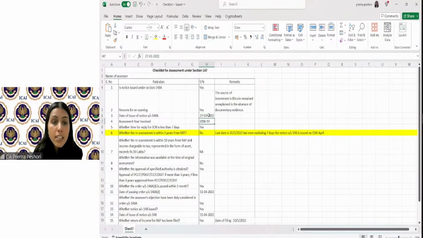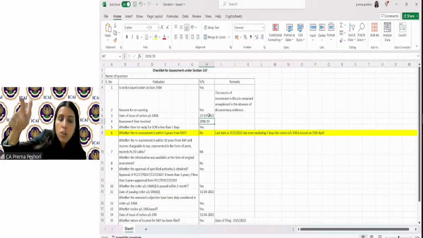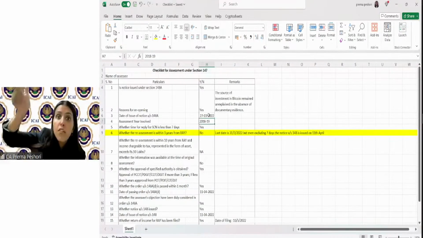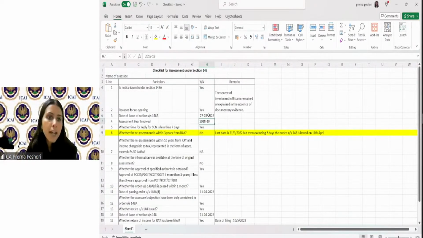This is for the assessment year 18-19. So for 19, when was the time limit expiring? 2021-22. On 31st March 2022, the time limit for 148 was expiring.